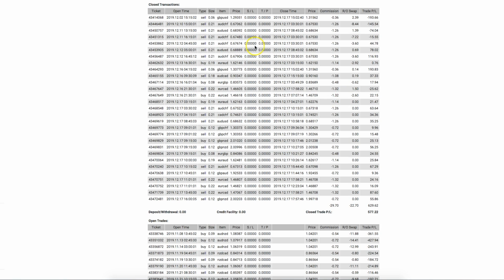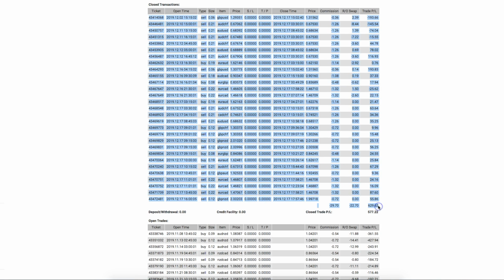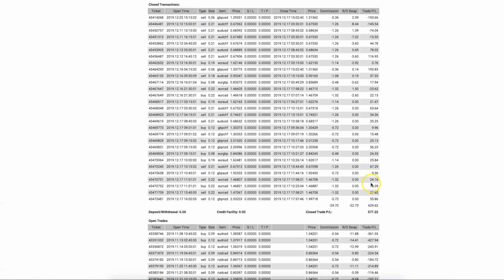Now, you can see these trades here. All of these are trades that have closed overnight. So this is our daily report, and you can see these are all the different trades that have closed and if it was profit or loss for the day. So you can see in total a closed trade profit and loss is 577 and 22 cents. So that was the profit that was taken for the day.